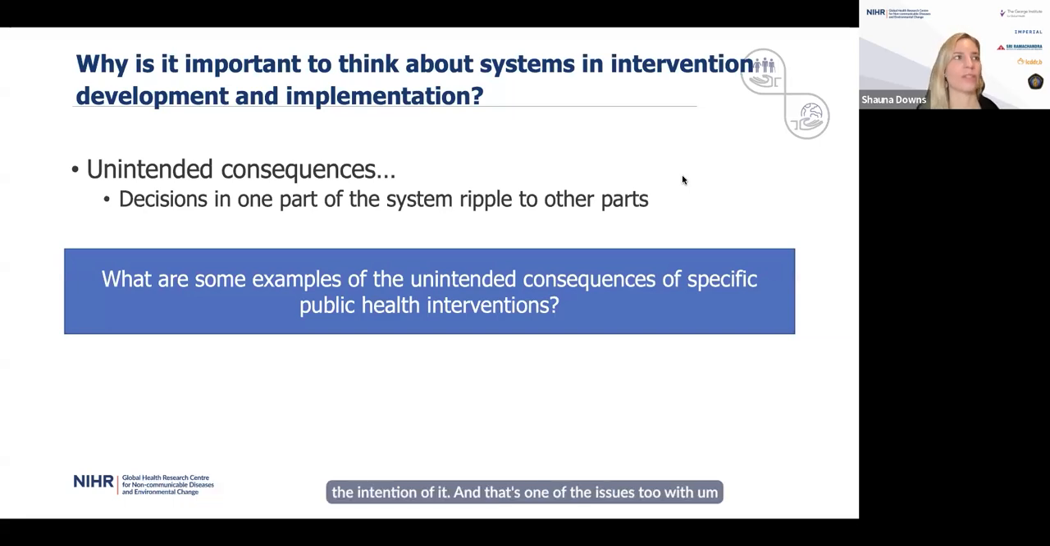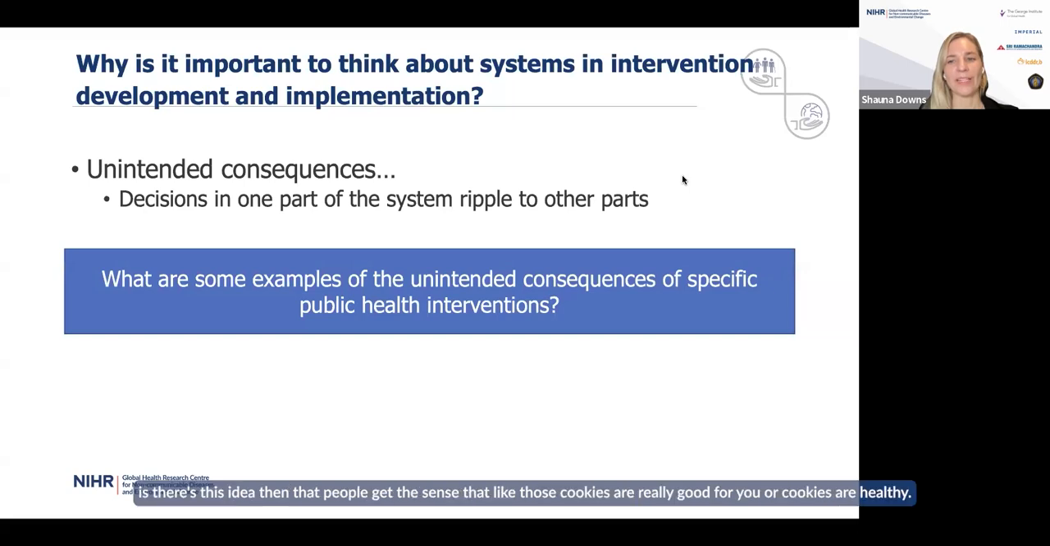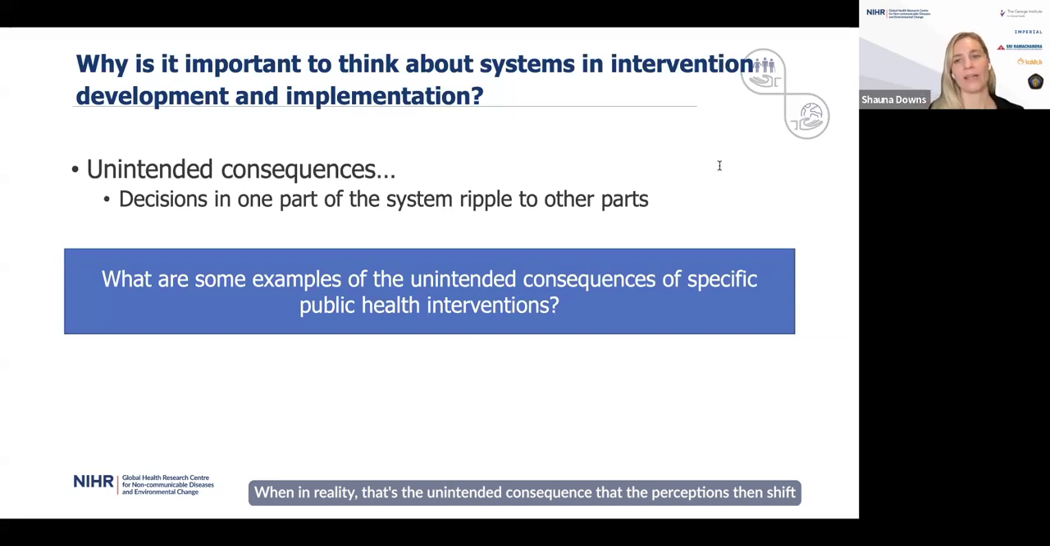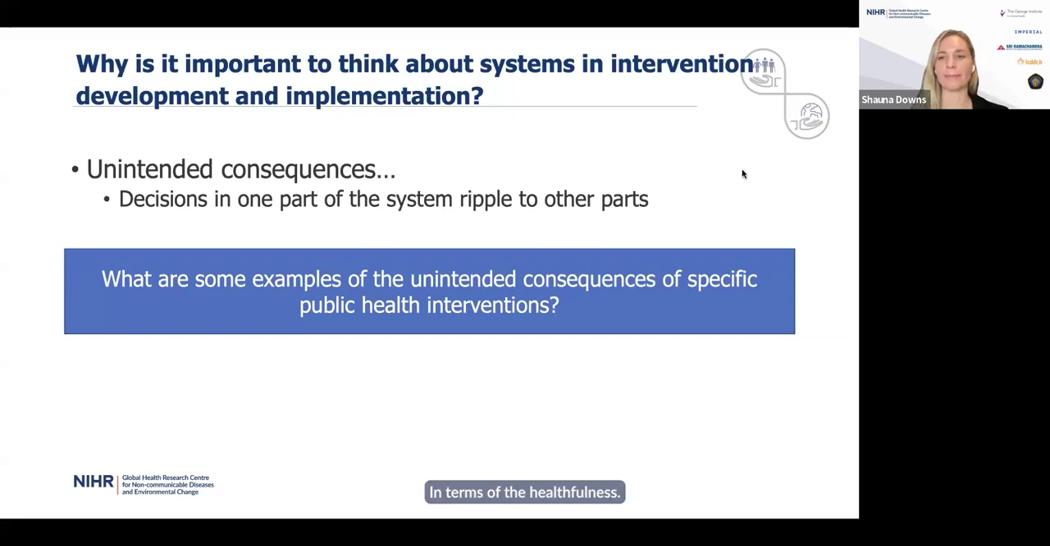And that's one of the issues too with some of the products that are intended to treat malnutrition or undernutrition. There's this idea that people get the sense that those cookies are really good for you, or cookies are healthy, when in reality, that's the unintended consequence: the perceptions then shift in terms of the healthfulness. I also see antimicrobial resistance, a great example.